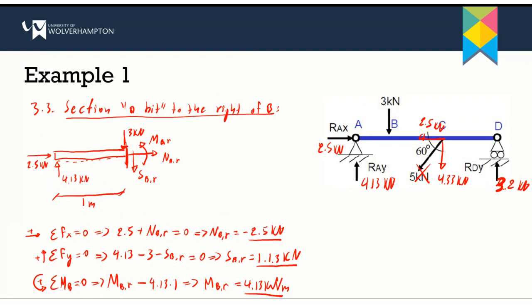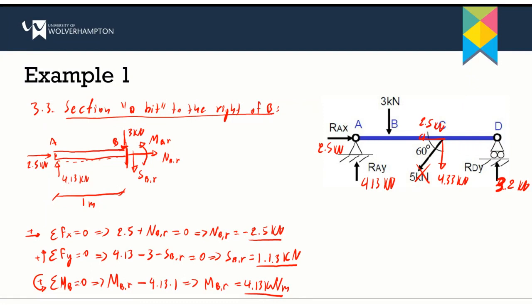Yes, well, the 3 kilonewton force that you can see over here, and let me go to the section. Because I take the moment about point B, let me add the points, point A and point B. It has no distance. So practically, it's not 3 times 1. It is 3 times 0, because the distance is 0. That's why I did not include that.